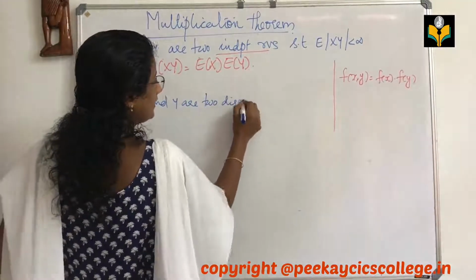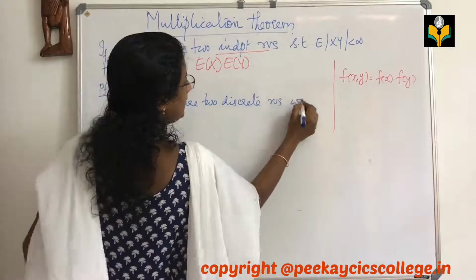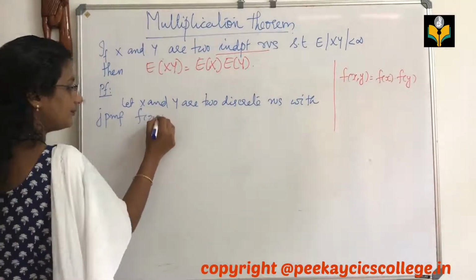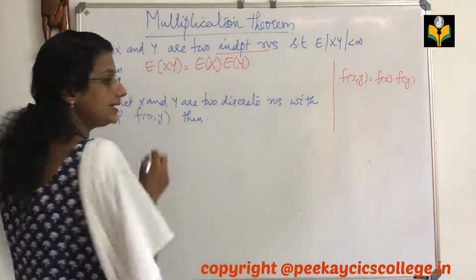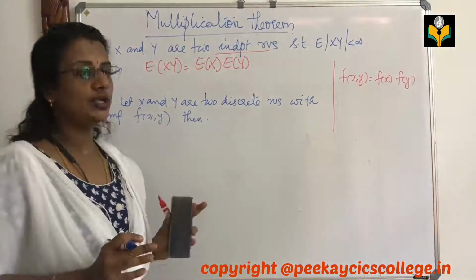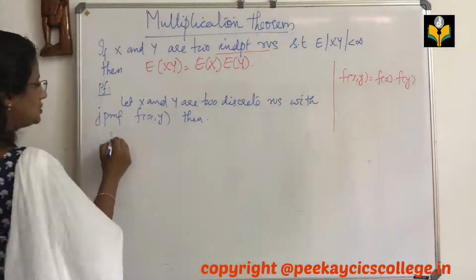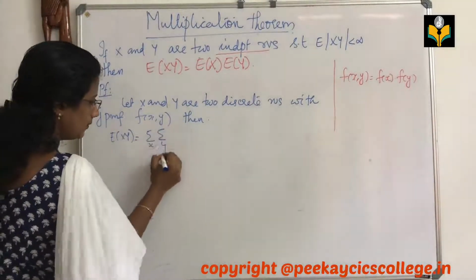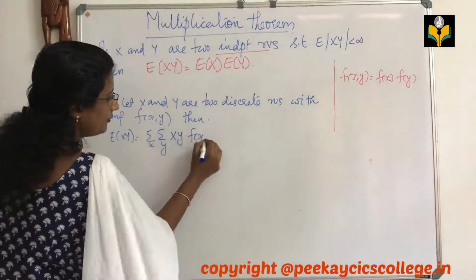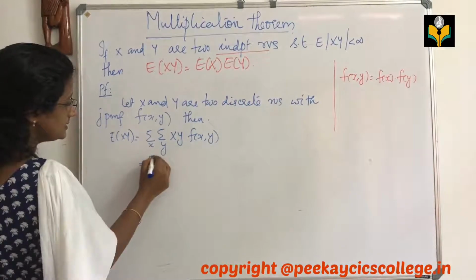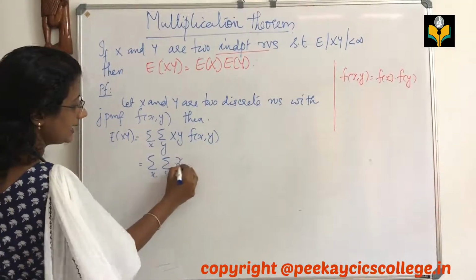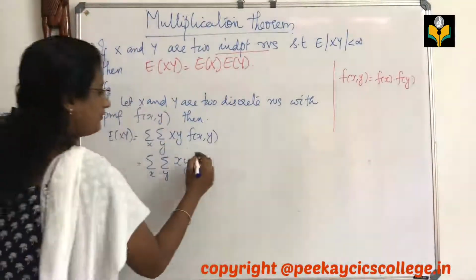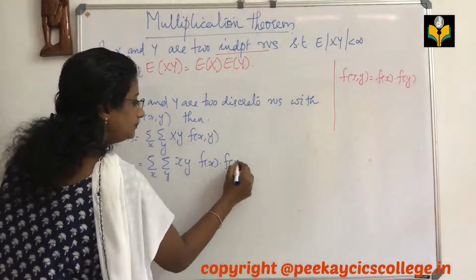two discrete random variables with the joint PMF f of xy. Then what's the definition of E of XY? E of XY equals summation over x, summation over y, xy into f of xy. We can apply the property here: f of xy equals f of x into f of y. Clear?